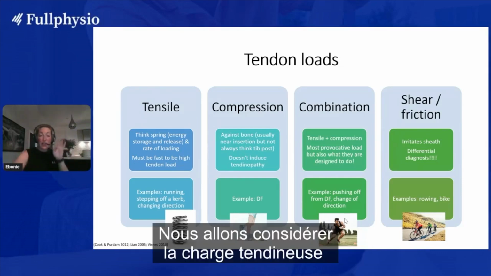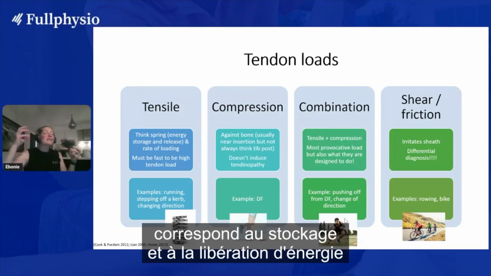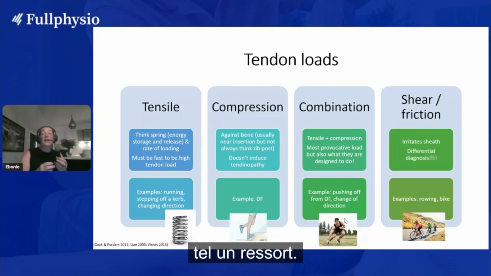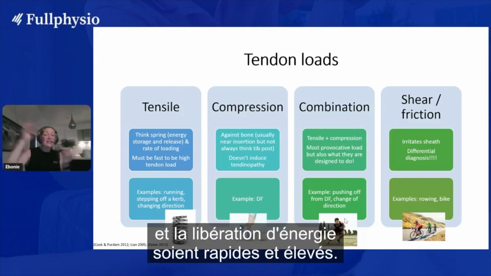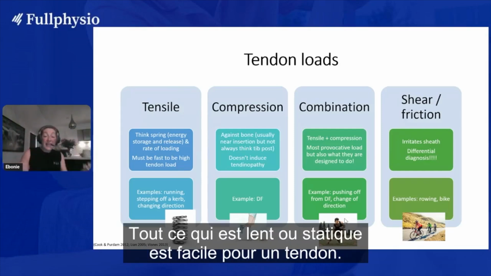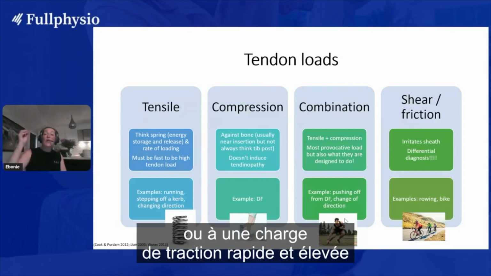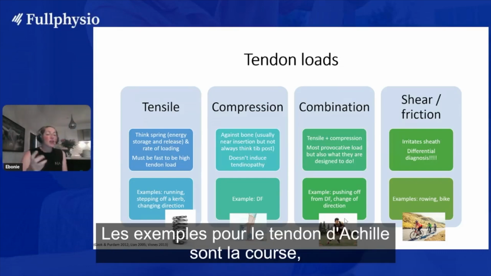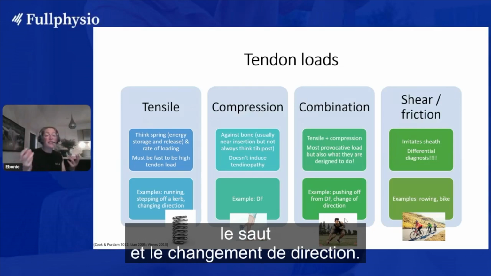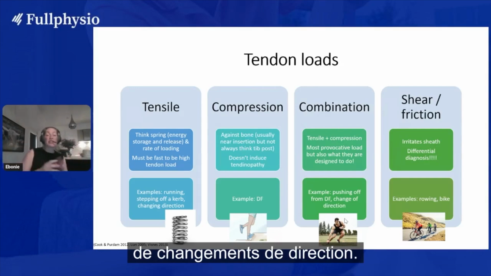So we're going to think about tendon load in terms of 4 different types of load. Tensile load is when you think about your tendons storing and releasing energy like a spring. So for it to be high tendon load, it has to be fast. It's got to be quick, high energy storage and release. Anything slow or static is easy for a tendon. So we're thinking high or fast tensile load for tendinopathy. Your examples for the Achilles are things like running and jumping and changing direction. For the patellar tendon, it's things like jumping and fast, big lunging change of direction.